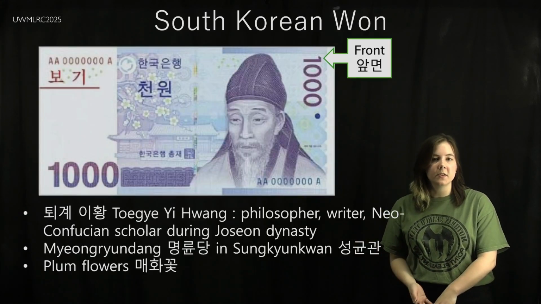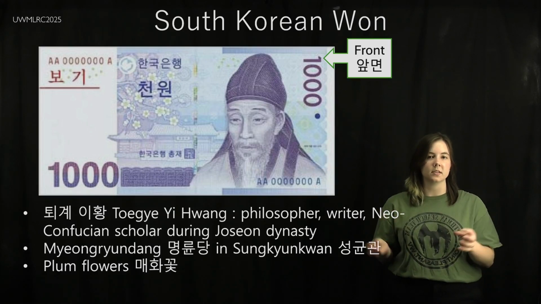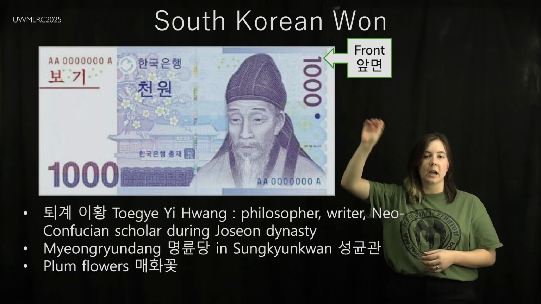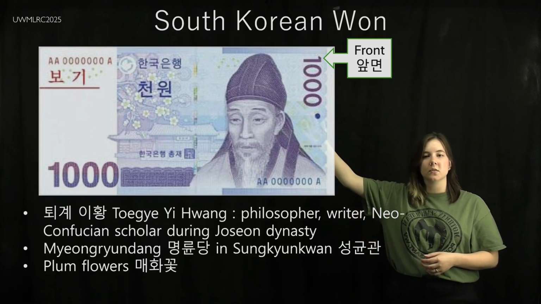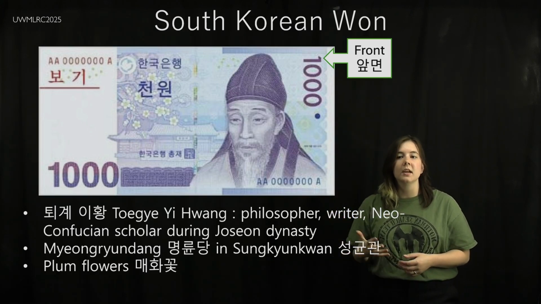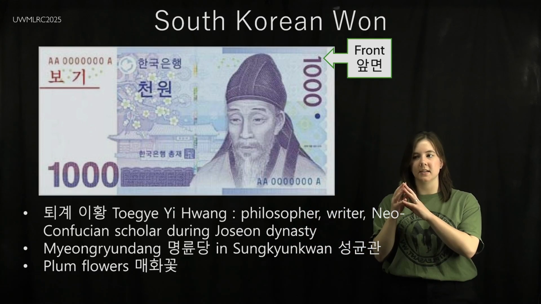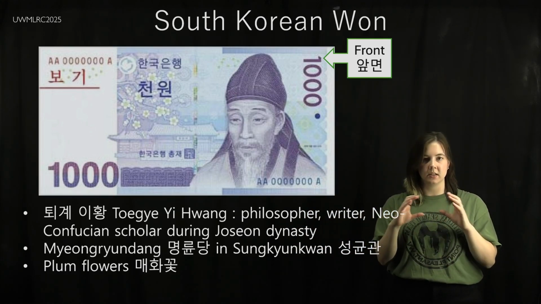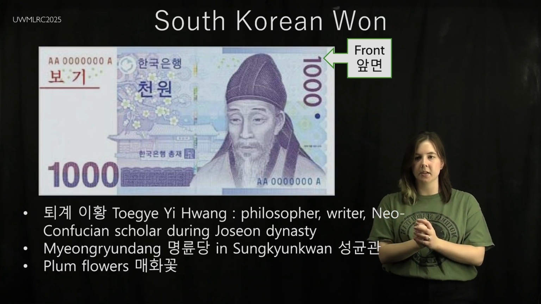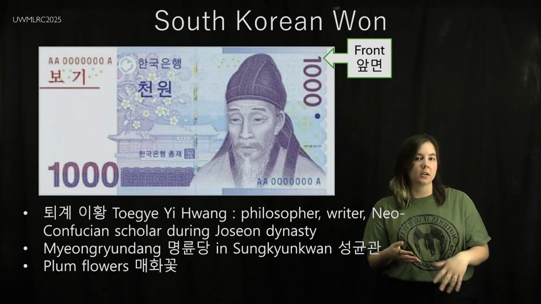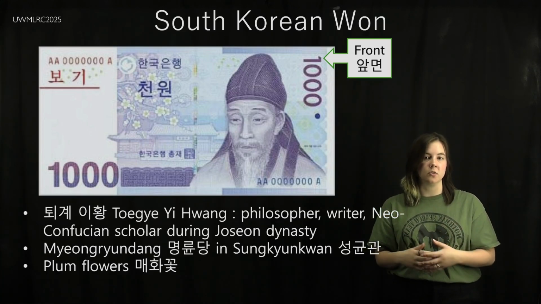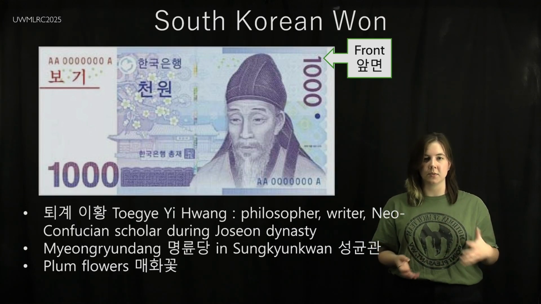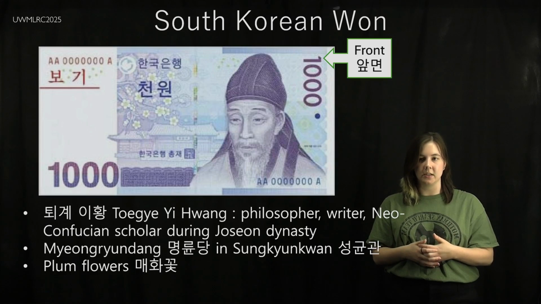Next, we'll go through all the bills and all the coins, talking about what's on them and their symbolism, starting with the front of the bill, 앞면. On the front, you'll see this picture of this man, Taege Iwang. Taege is his pen name. Iwang is his real name, but you'll usually see both names together. He was a philosopher, a writer, and a Neo-Confucian scholar during the Joseon dynasty. In fact, all the people you'll be seeing on bills are from the Joseon dynasty. It was kind of like the golden age of Korean history.